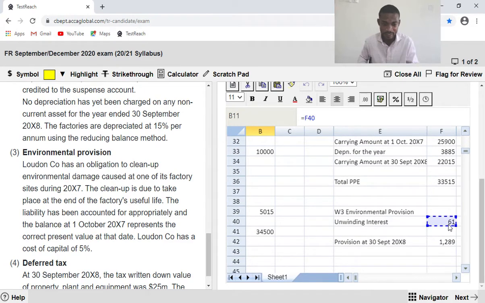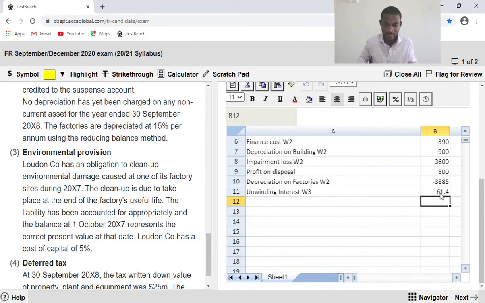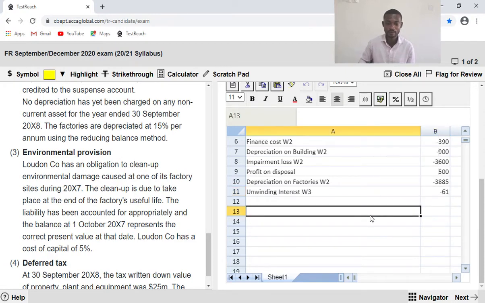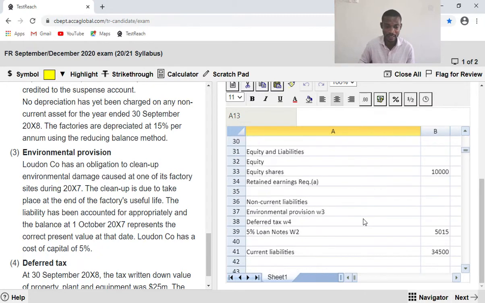I'll say enter. Remember that this is an expense. So I have to negate it. So I'll say minus. I'll enter. And yet again, I have to round this up to the nearest 1000. So I'll round it up to the nearest 1000. There you have it. Then I'll go to the current liabilities.